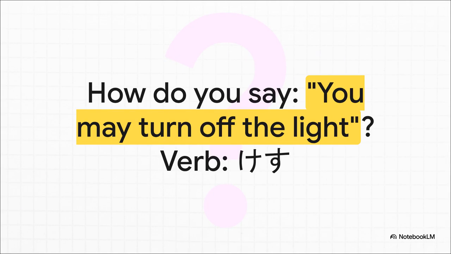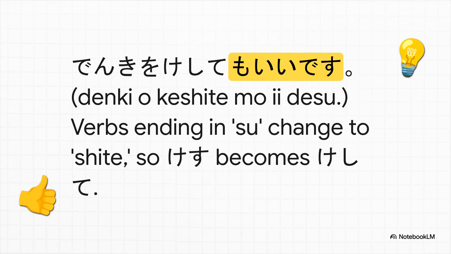Awesome. Let's try one more. The verb this time is kesu, which means to turn off. How would you say, you may turn off the light? Which pattern does that su ending follow? You got it. It's 電気を消してもいいです. Verbs ending in su change to shite, so kesu becomes 消して. See? You've totally got this.